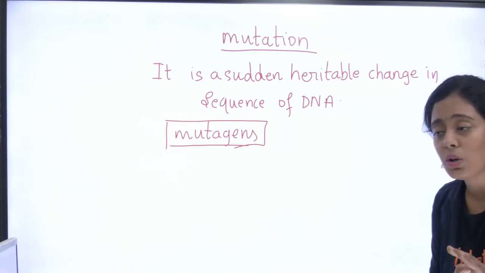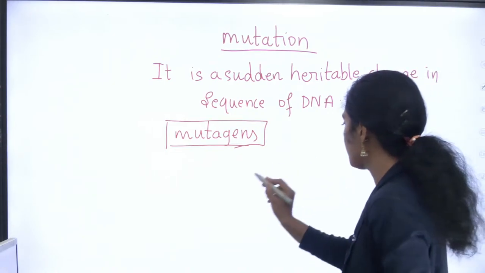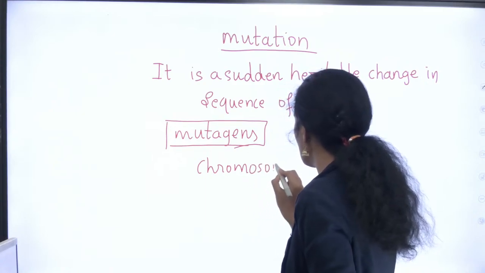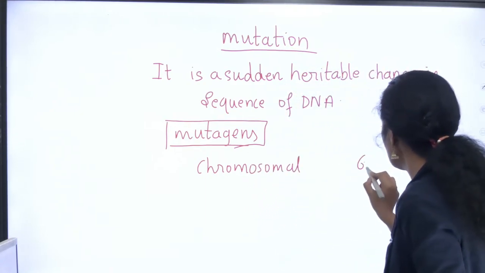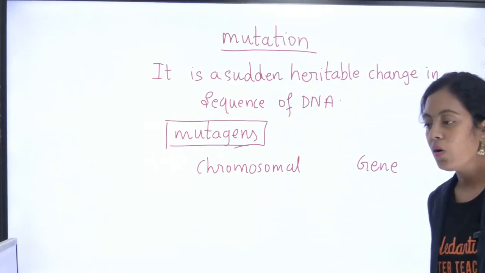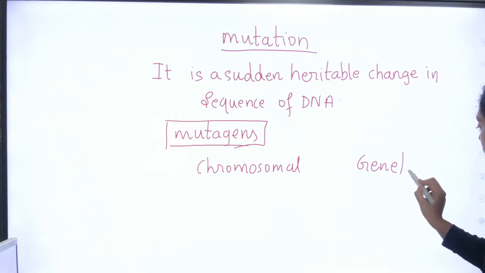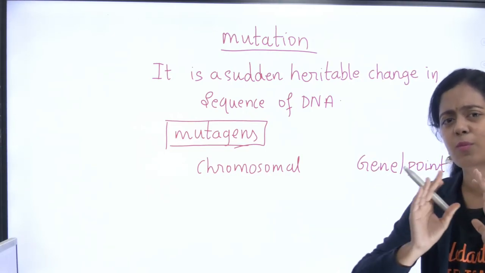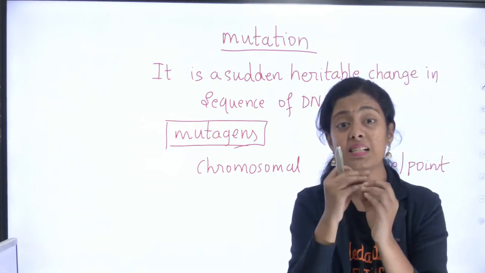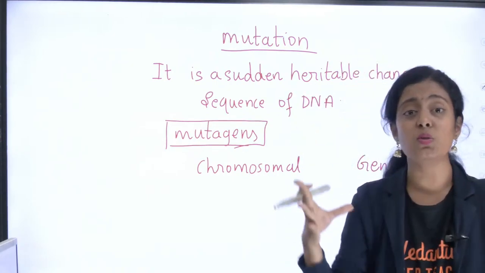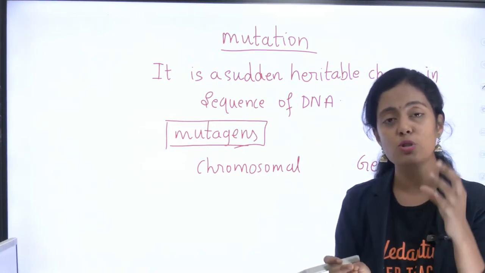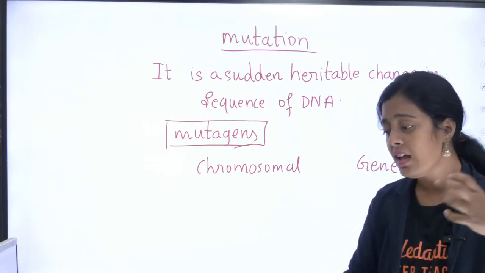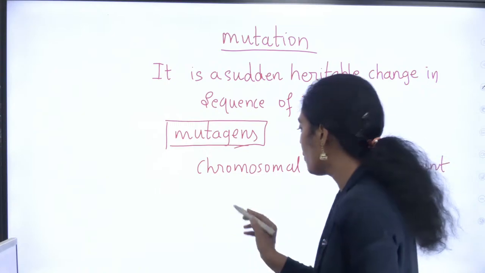And these mutations are of two different types. One is chromosomal mutation, the other is gene mutation. This gene mutation is also called point mutation. What is chromosomal mutation? There are certain changes in the chromosome itself. The changes that happen in my chromosome are what I call chromosomal mutations. So what changes can happen in my chromosome?